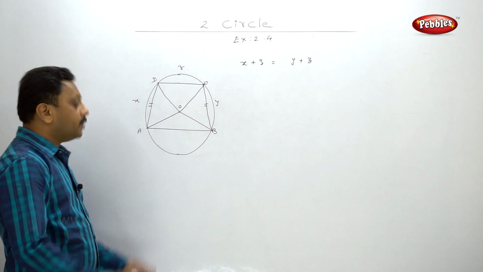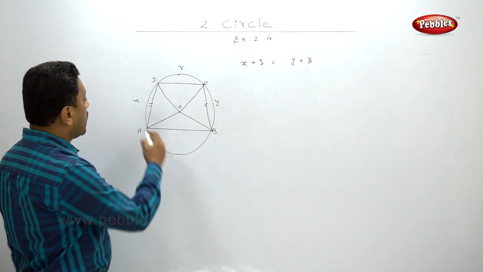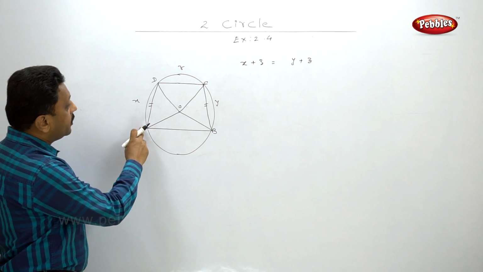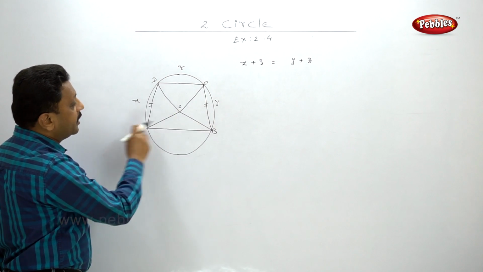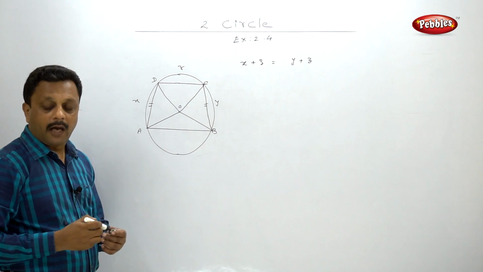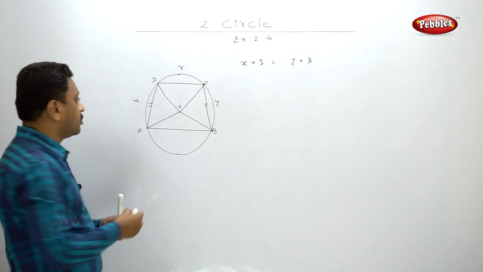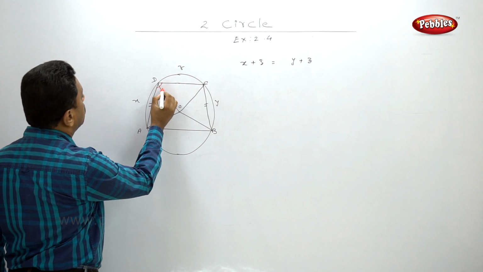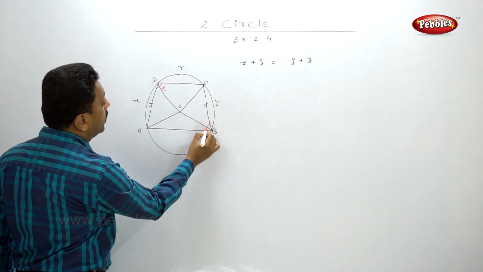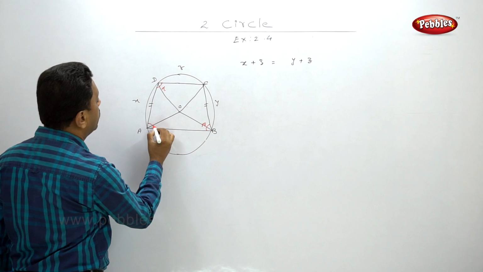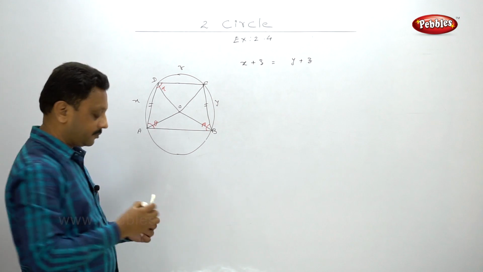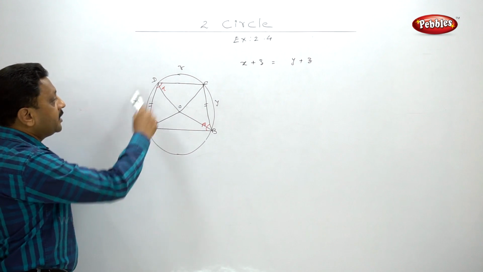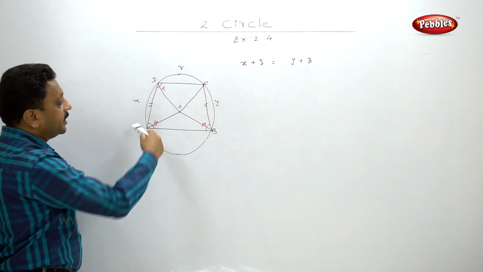Now I will call this arc X plus Z. Can you see, it is intercepted by angle ABC. Now I will give names to these angles also. I will name this angle alpha, this beta, and this theta. Now X plus Z, this arc is intercepted by beta.